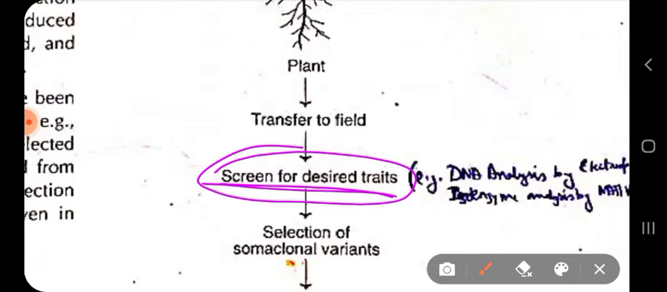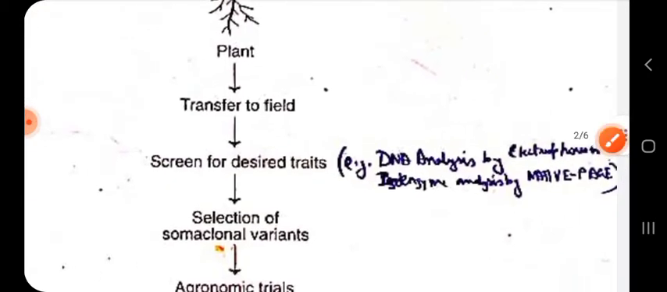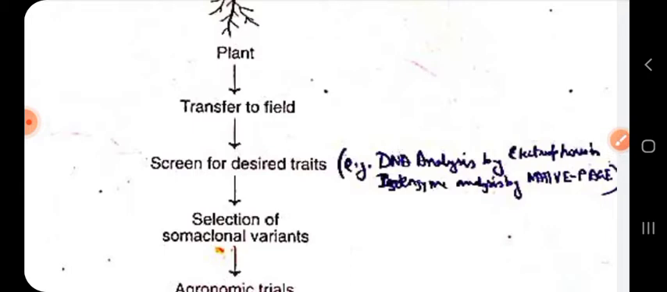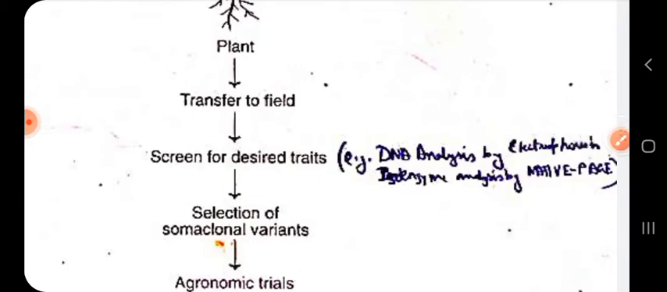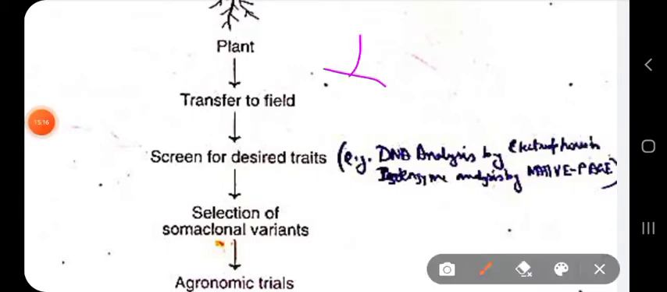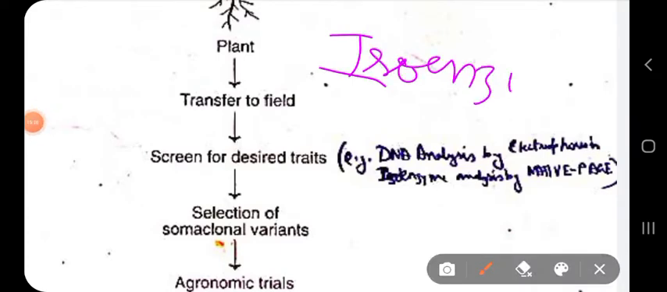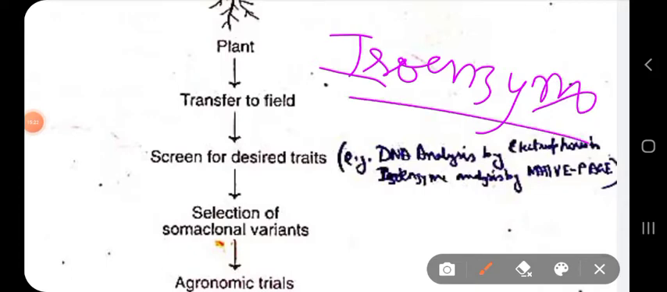We are just changing the environmental conditions. For screening, we have to analyze their DNA by resolving it in gel electrophoresis, or we can also go for isoenzyme analysis. Isoenzyme analysis we can also go for.